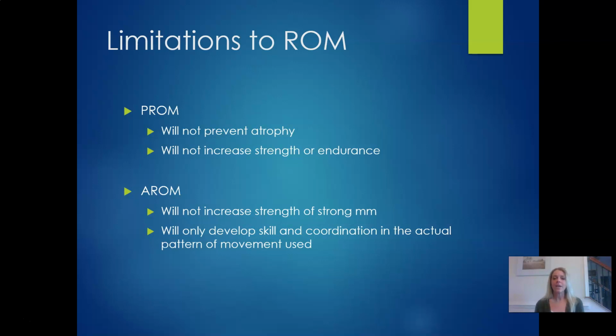Active range of motion will not increase strength of a strong muscle. If you already have strength in a muscle, doing active range of motion is not going to increase that strength at all. You need to add some resistance. You need to put a dumbbell on there, an ankle weight, some TheraBand, something to actually add some resistance if that muscle already has strength.